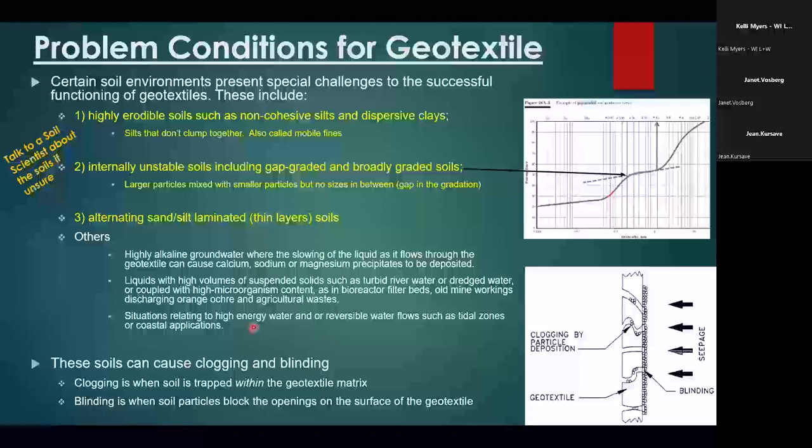The other thing is high energy water, and this really comes up, not so much in Wisconsin, but maybe on the Great Lakes. You would have high energy water flows that are reversing all the time, and those aren't a good application for geotextile. So these soils that I talked about can cause something called clogging and blinding. I think most of us have probably heard of blinding for sure. Clogging is when the soil particles or those fines get inside that geotextile fabric and clog up the openings through the geotextile. Blinding is when they accumulate on the face and they're basically creating a wall that water can't get through.